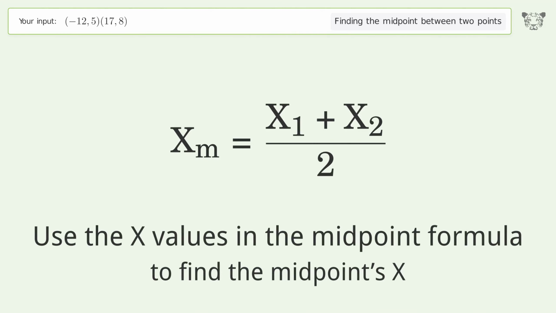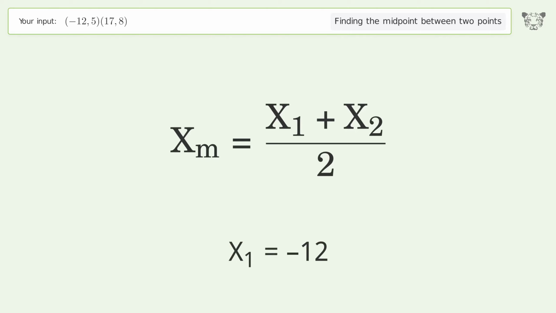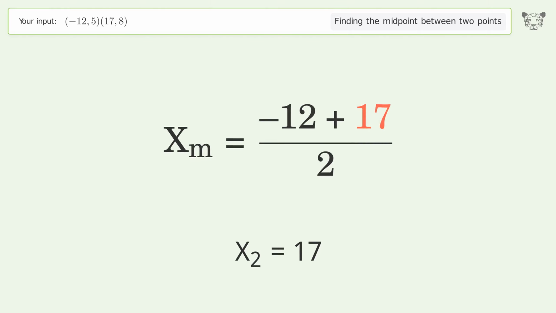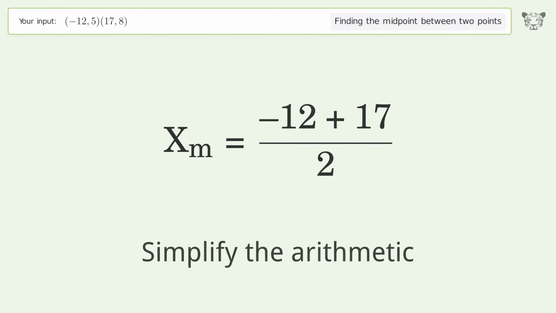Use the x values in the midpoint formula to find the midpoints x. x1 equals -12. x2 equals 17. Simplify the arithmetic.